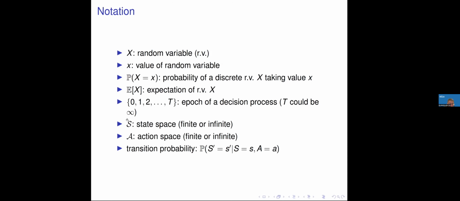And I will use this script S to denote the state space, which is a core concept in reinforcement learning, but not in supervised learning. And use this script A to denote the action space, which contains all the possible actions or moves that the agent can take at each state. And finally, I will use this transition probability. So this is a conditional probability of next state S prime, conditioned on current state S and the action A the agent takes at the current state.